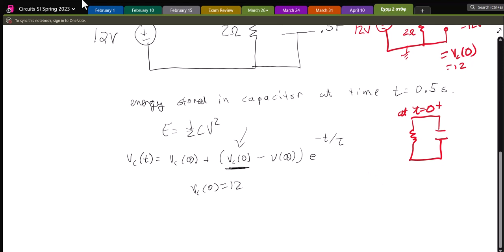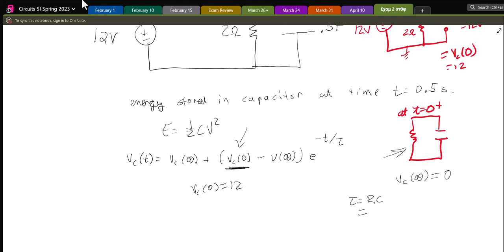Well, what about VC at infinity? This is at infinity, so this is after switch action right here. There's no more sources. So eventually any energy that was stored in this capacitor will be dissipated through the resistor, and since there's no sources left to recharge it, VC at infinity will be 0. Our time constant for an RC circuit is RC.